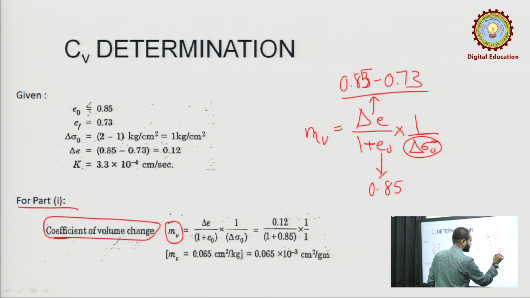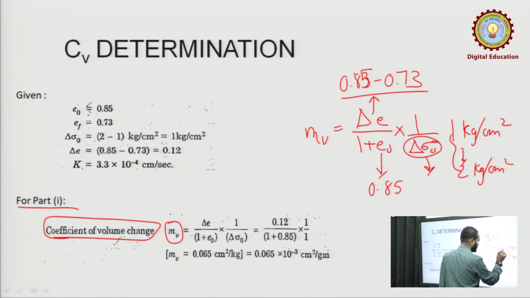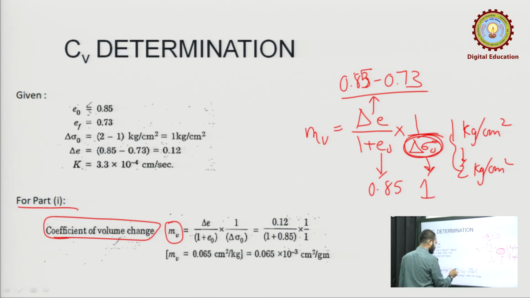And what about this? We had seen in the question that it was increased from 1 kg per centimeter square to 2 kg per centimeter square. So, what will be the difference? This is delta, meaning it is the difference. So, it will be 1 only. Just solve this part. We put the values and we get 0.065 into 10 to the power minus 3 centimeter square per gram. This was the first part of the question. We are done with MV.